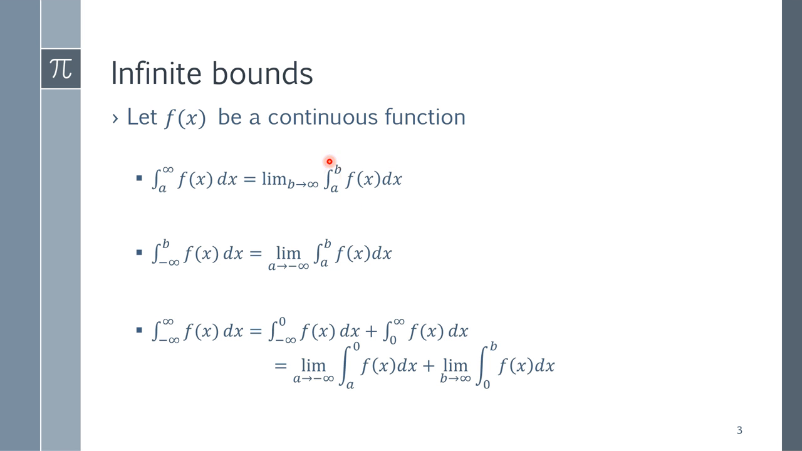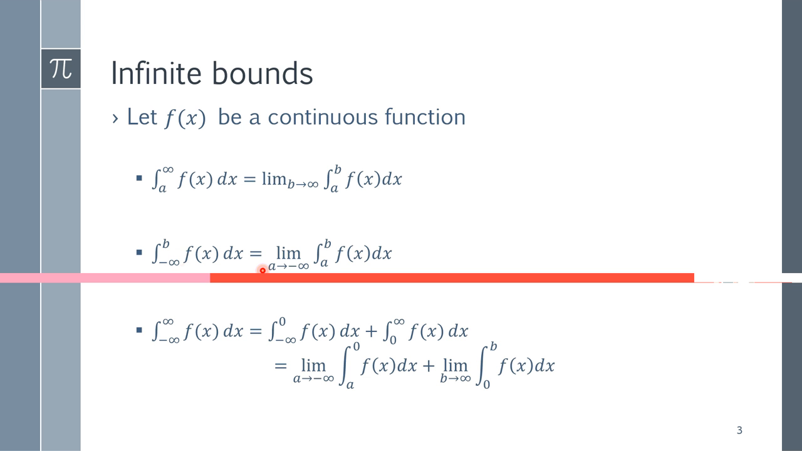I then evaluate the definite integral with a variable in it, and once I've done that, I can then evaluate the limit as that variable is approaching infinity. Alternatively, it's the lower bound that could be infinite, going towards negative infinity. Same approach. This is not a definite integral because negative infinity is not a real number, so I replace the negative infinity with a variable and do the limit as that variable approaches negative infinity.